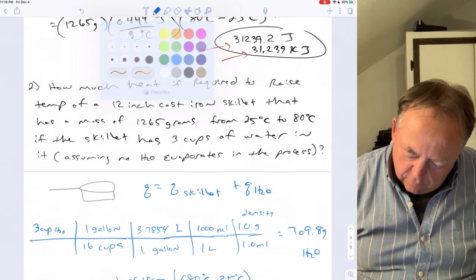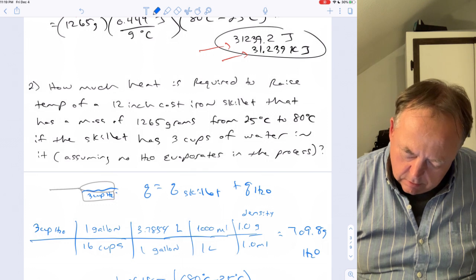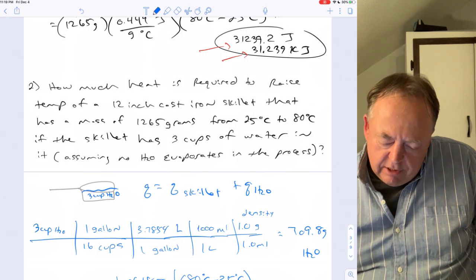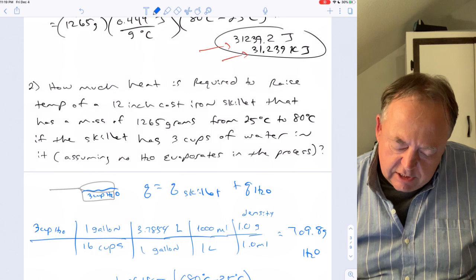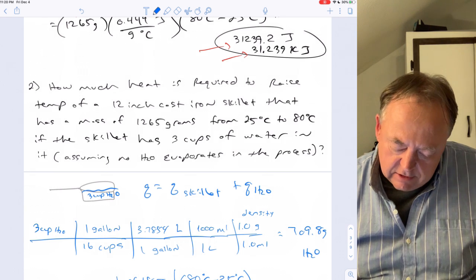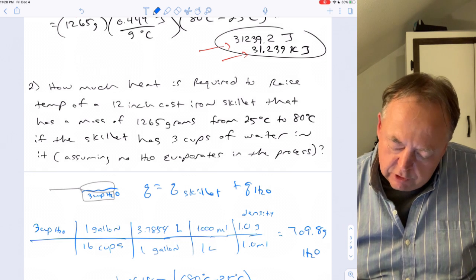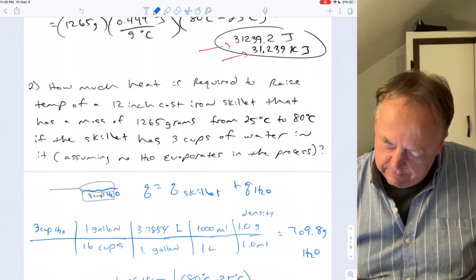But now it's full, it's got 3 cups of water in it. So how much heat is needed to raise the temperature of the 12-inch cast iron skillet that has a mass of 1,265 grams from 25 to 80 degrees Celsius if the skillet has 3 cups of water in it, assuming that there's no evaporation of water in the process?